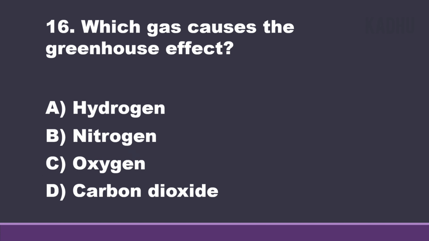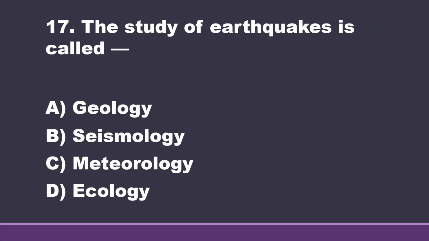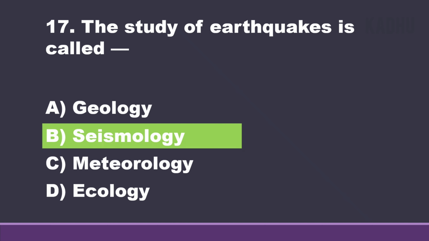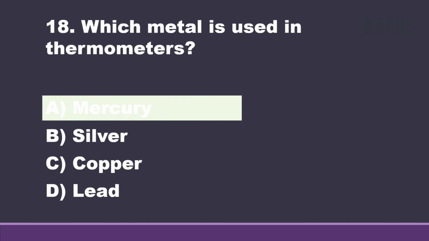Which gas causes greenhouse effect? So option D will be the correct answer. Carbon dioxide causes greenhouse effect. The study of earthquake is called blank. So option B will be the correct answer. Seismology. Next question, which metal is used in thermometers? Option A will be the correct answer. Mercury is used in thermometers.